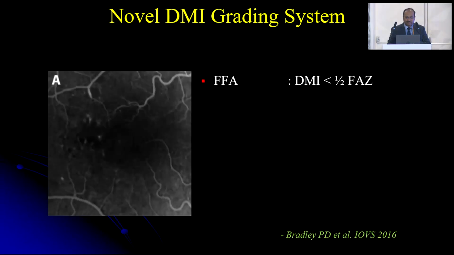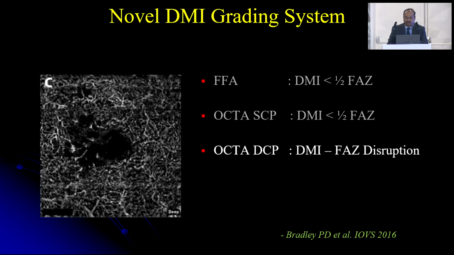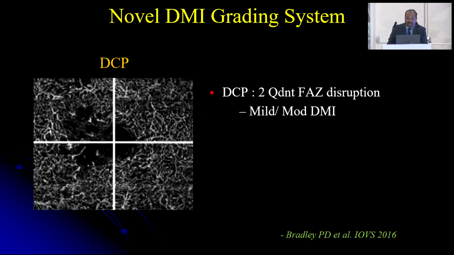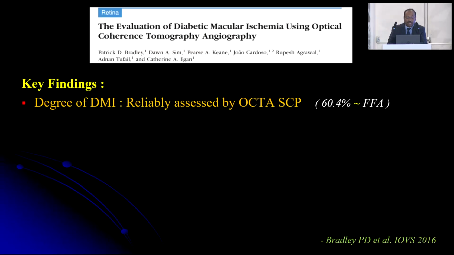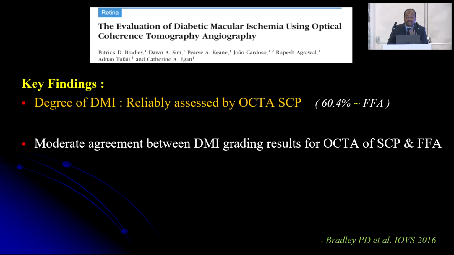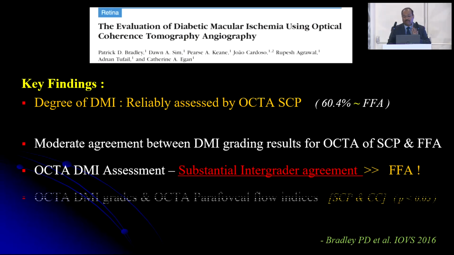So just an example from there where they found FFA here, for example, DMI less than half FAS, and DMI less than half. So this was just an example where they show here the DCP, there was a 2-quadrant FAS disruption, mild to moderate DMI, choriocapillaris, dark defects with DMI present. The key finding is the degree of DMI was reliably assessed by OCTA SCP, and there was moderate agreement between DMI grading results for OCTA SCP and FA. And the most important thing is far more intergrader agreement with OCTA than for FFA.